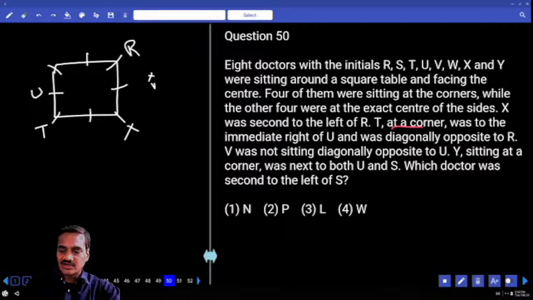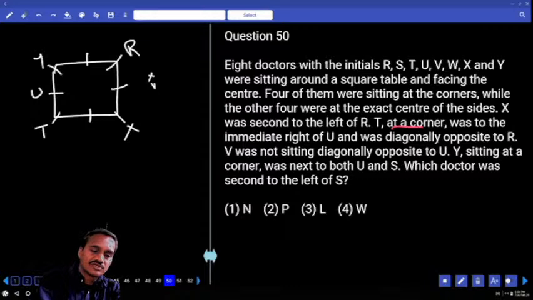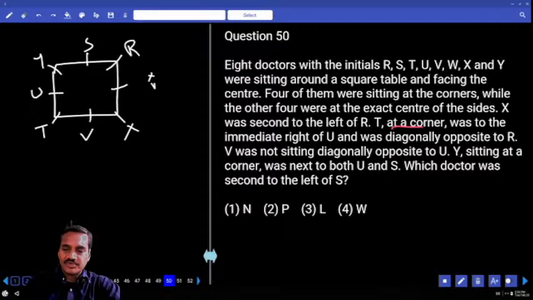Y is sitting at a corner next to both U and S. And Y is at a corner next to both U and S. V cannot be here, V is here. Then the persons left over are R, S, T, U, V, W. W is at this place. Then which doctor is second to the left of S? W, that is the choice for question number 50.